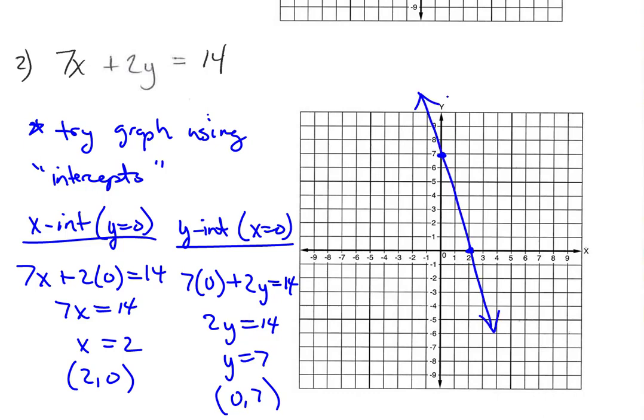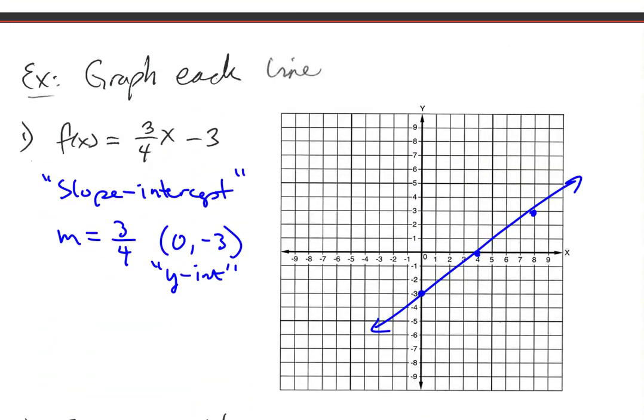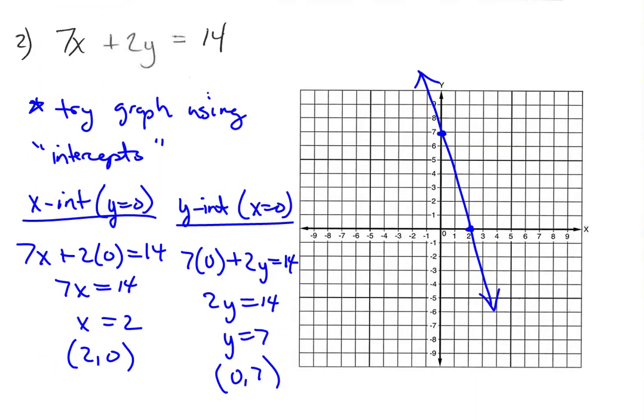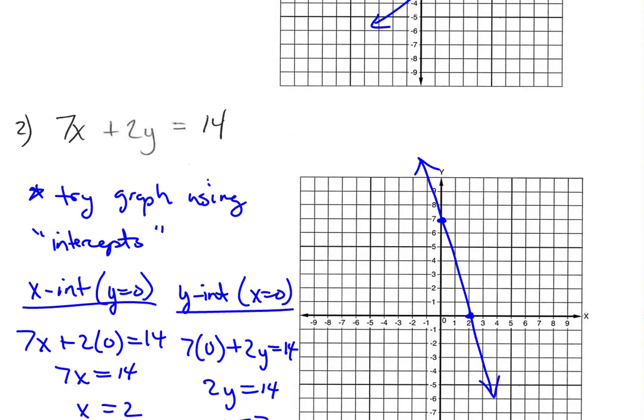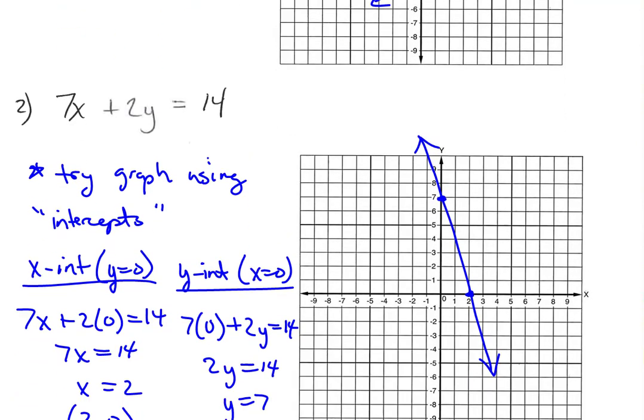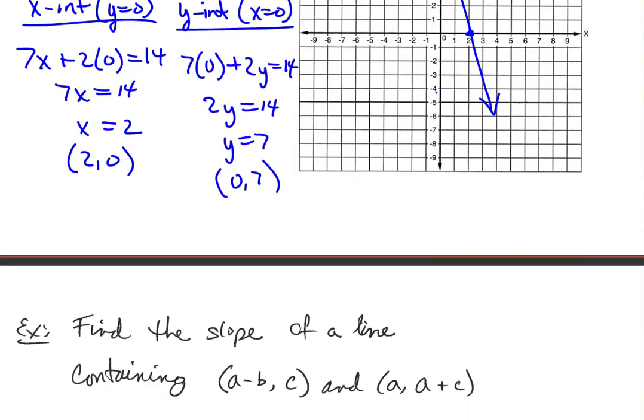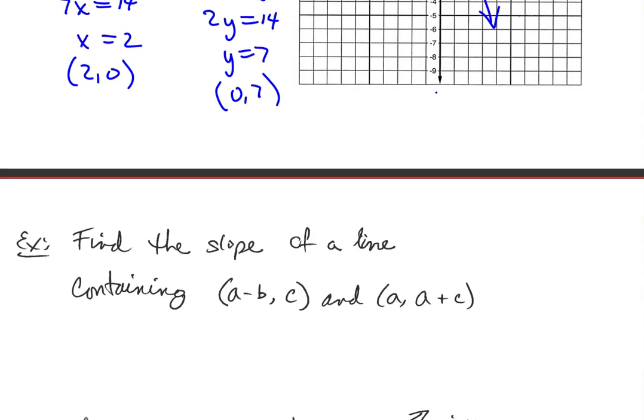So that's another way to graph a line, just by plotting intercepts. And then the method you pick, whether it be slope-intercept form like the previous example or using intercepts like this one, just depends on the way the equation is set up for you and picking the method that seems simplest out of the options.